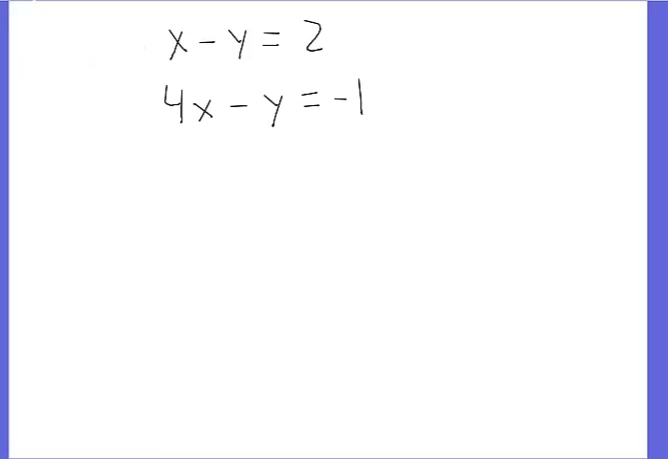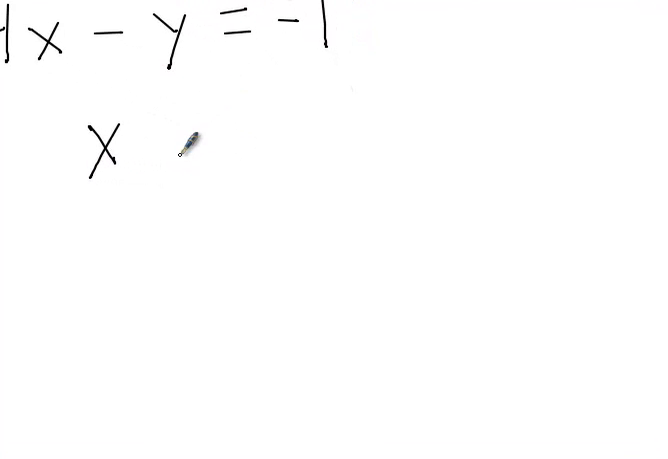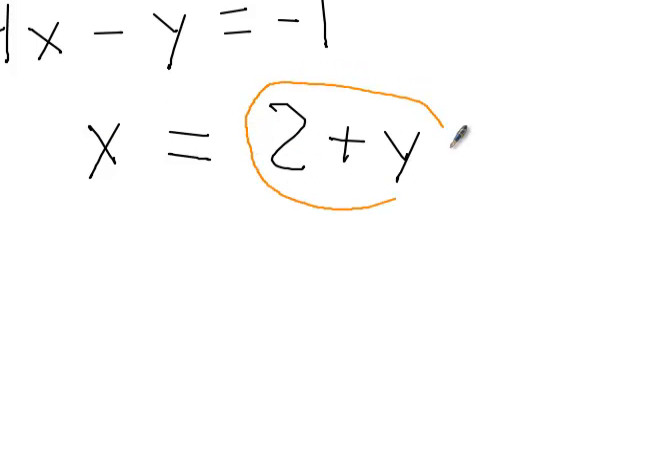So if we look here, what I'm going to do is take x minus y equals 2, and I'm going to add y to both sides. Okay. So I'm going to rewrite it underneath here. So x, the y canceled, so we have x equals 2 plus y. Now, this is nice because we know that we have 4x minus y equals negative 1, and x equals 2 plus y, x is all alone, so we can substitute 2 plus y for x in the first equation.